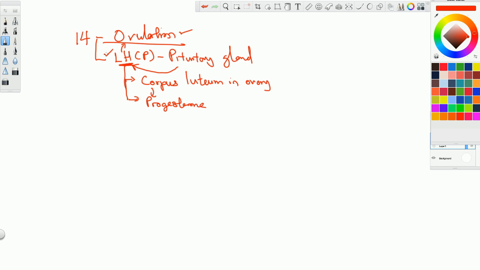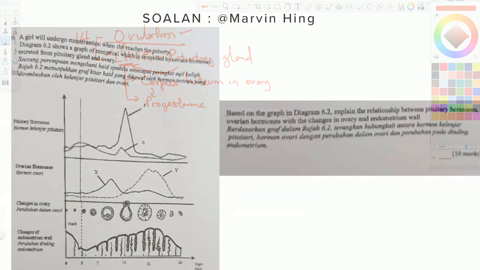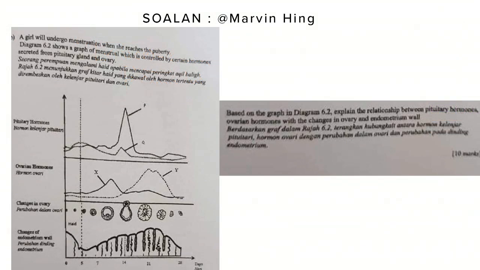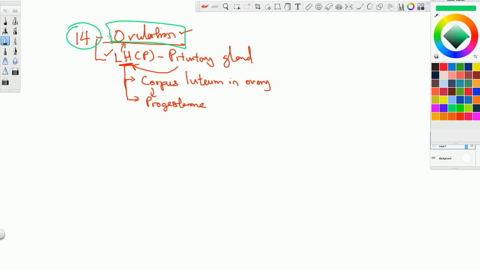So on day 14, the special case here, you have to mention the main thing, which is ovulation. This is the main event on day 14. But who stimulates the ovulation to occur? LH. Who secretes LH? The pituitary gland. From here, LH has three functions. Number one, ovulation, 1 point. Number two, stimulate corpus luteum formation, 1 point. And stimulate the corpus luteum to secrete progesterone, also 1 point. Here also 1 point. So we got 4 points here.